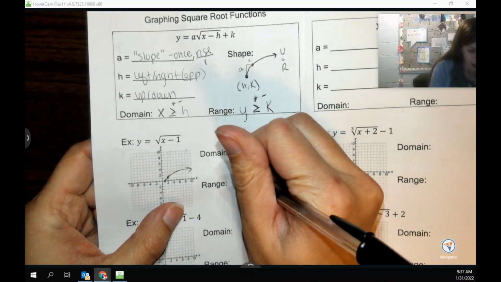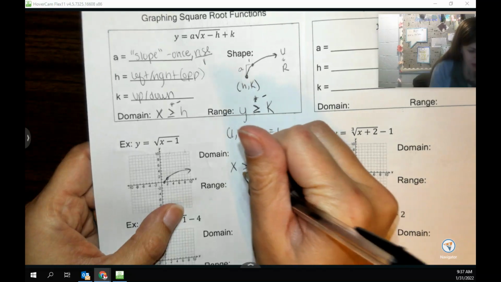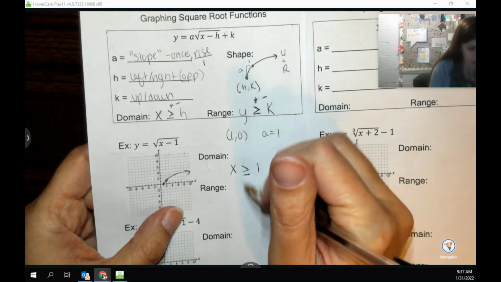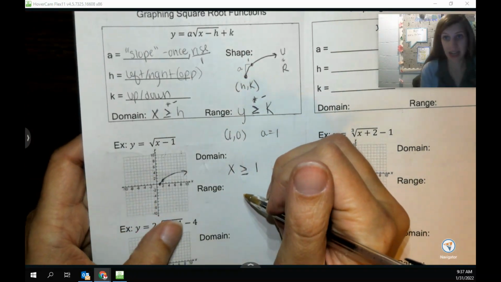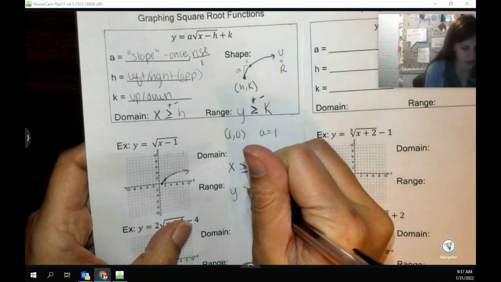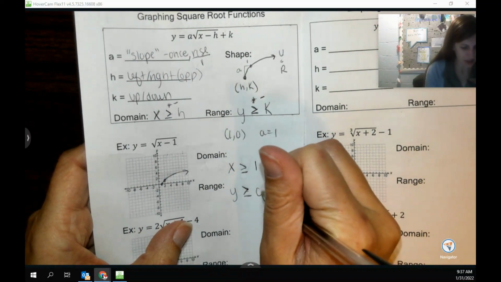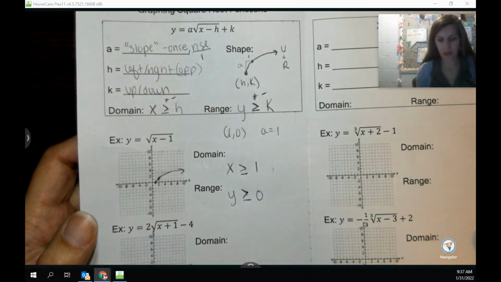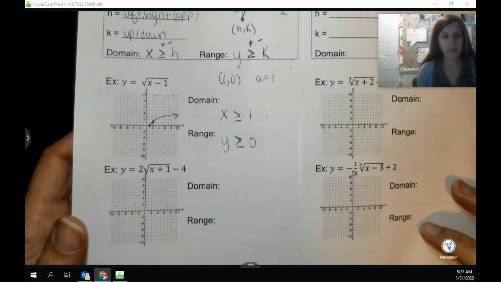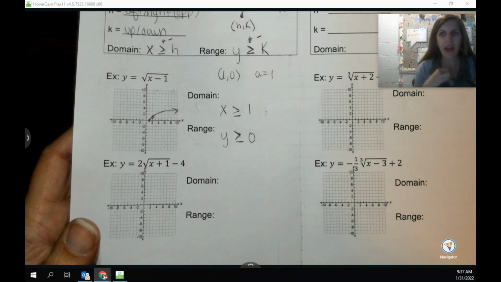Because there were no negatives involved, x is going to be greater than or equal to 1 for domain, my goodness. And then range will be greater than or equal to 0, because again, no negatives involved. Let's change the second one slightly.